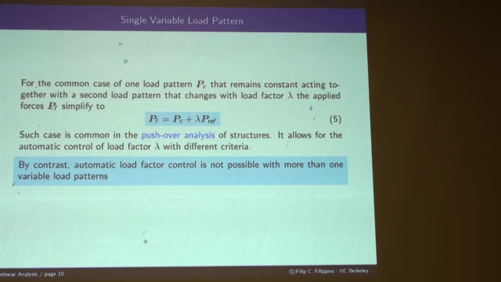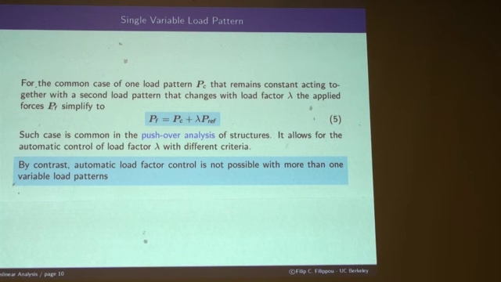So if we have a single load pattern that remains constant, gravity, and a second load pattern that changes with load factor lambda, then of course the applied forces simplify in this way. This is a common case in pushover analysis, where basically you throw all the horizontal forces linearly incremented until collapse, right, at the same time, while the gravity is constant.